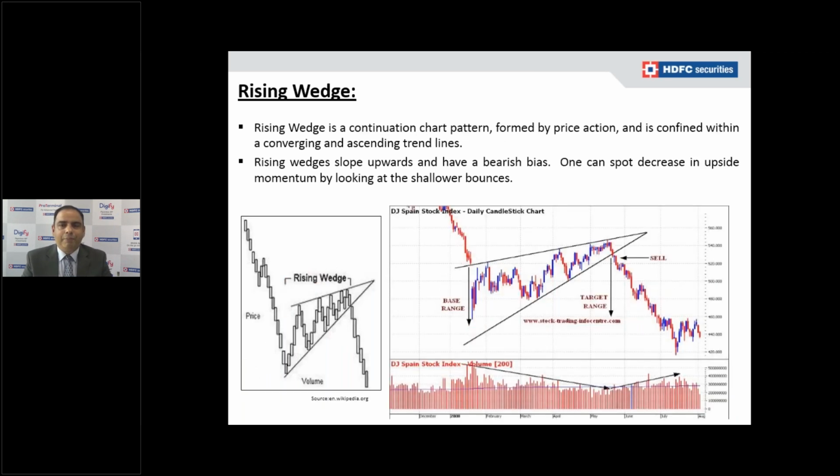Similarly, the opposite of the falling wedge is a rising wedge. A rising wedge is a continuation chart pattern formed by price action within converging, ascending trend lines. Rising wedges slope upwards and have a bearish bias. One can spot this decreasing momentum by looking at the shallow bounds.